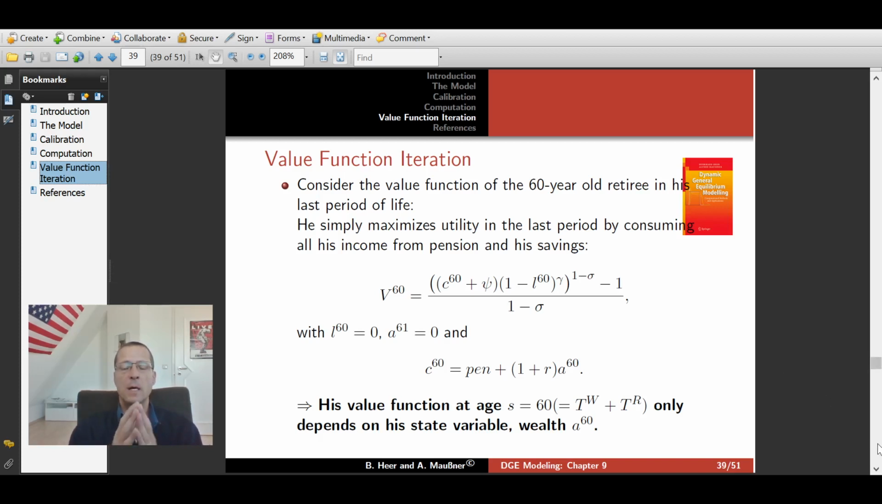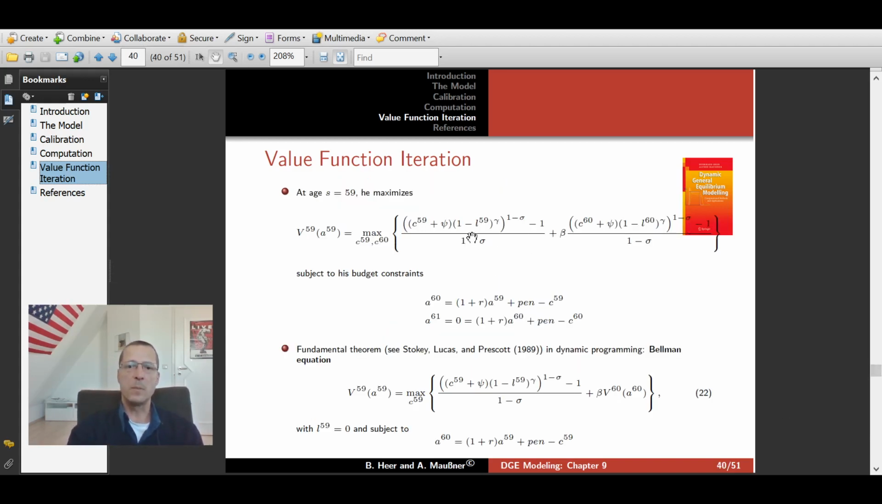Now let's look at the household who's 59 years old. His lifetime utility is the sum of utility at age 59 plus discounted utility at age 60. His control variables are consumption at age 59 and at age 60. And he faces the budget constraint that, depending on his consumption at age 59 and age 60, he's left with wealth A_60 and A_61. And A_61 again is equal to 0. So this is the value function of the 59-year-old.